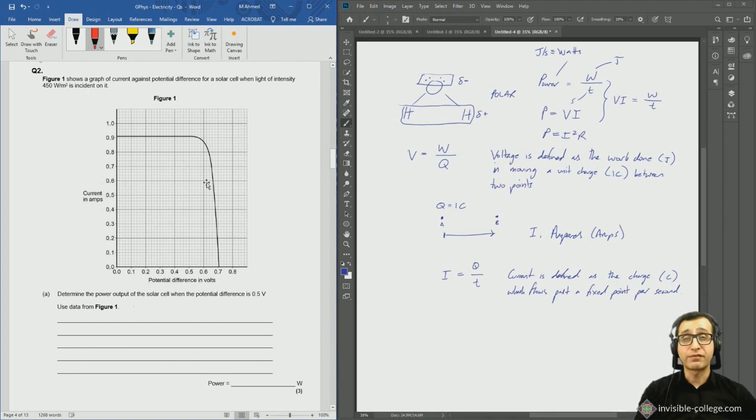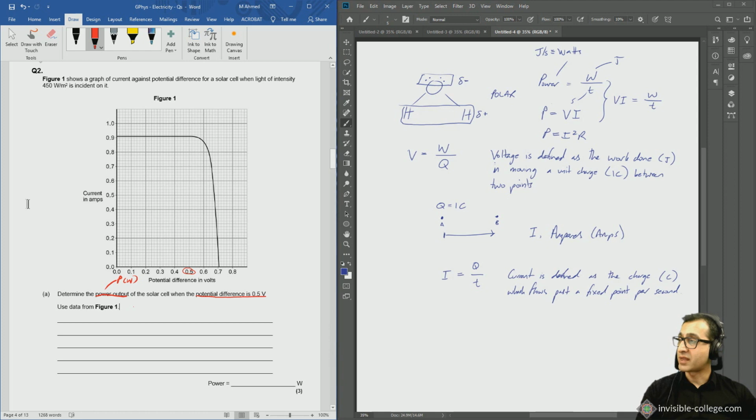Now you're being given a graph, right? A graph will always relate one variable to another variable. So we have the potential difference in volts on the horizontal axis. We have the current in amps on the vertical axis. We're being asked, determine the power output. Power output is P, measured in watts, joules per second. The potential difference we're being told is 0.5 volts, which is here. Now this should, on this graph, correspond to a certain amount of current. So you need to be able to read a graph, basically.